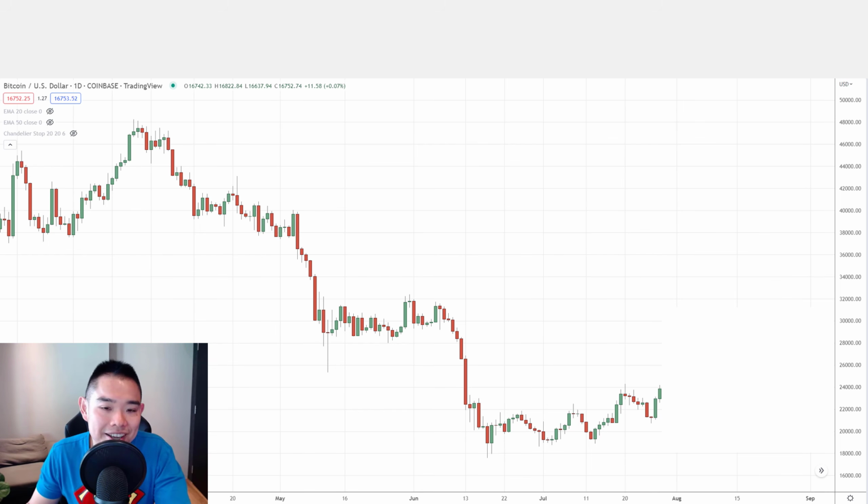Okay, so here's how I'll do it. Where did the price break out? The breakout point is actually here. This is where the market broke out. And where is the swing high that precedes the breakout? The swing high is this one over here.